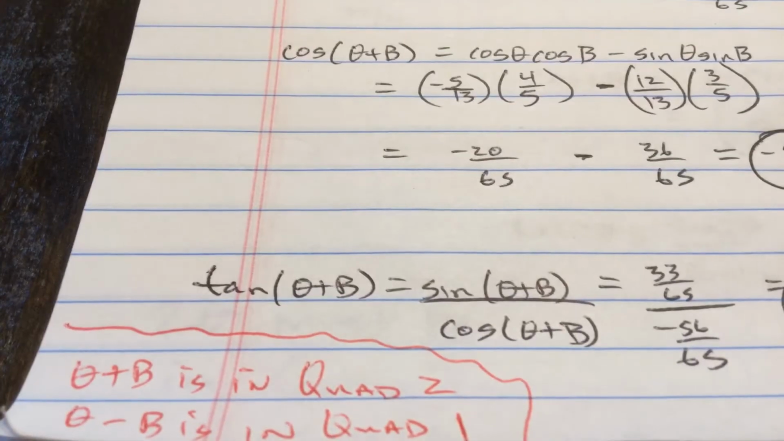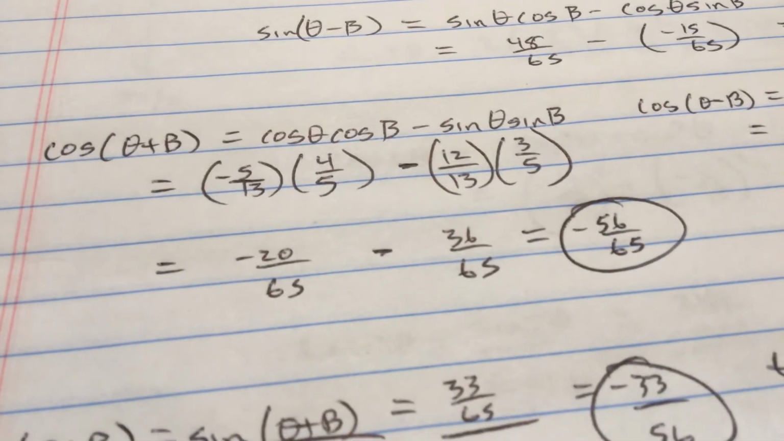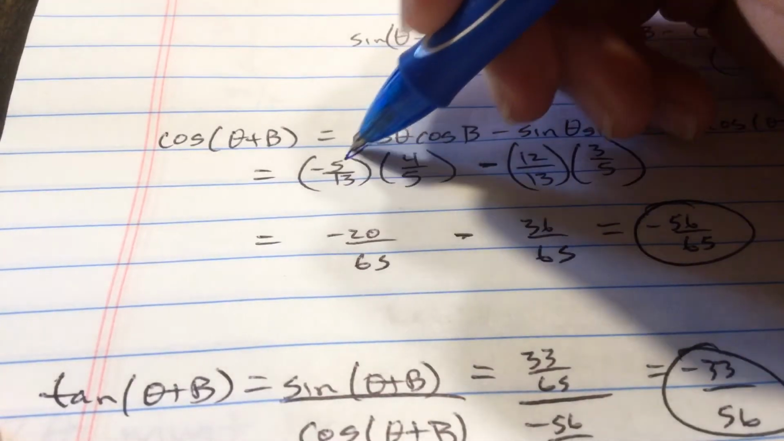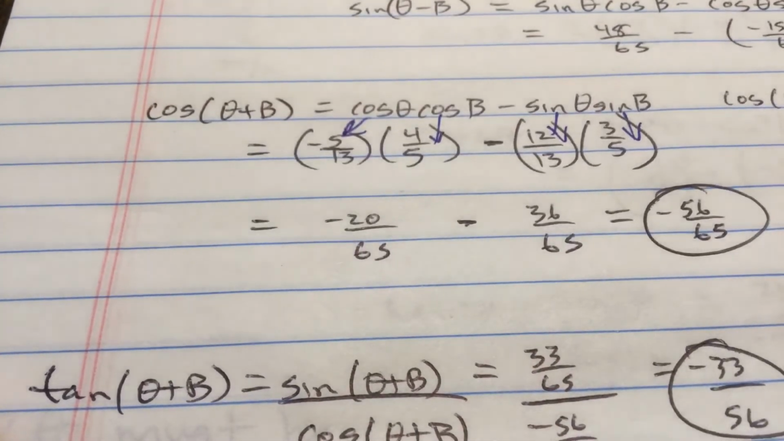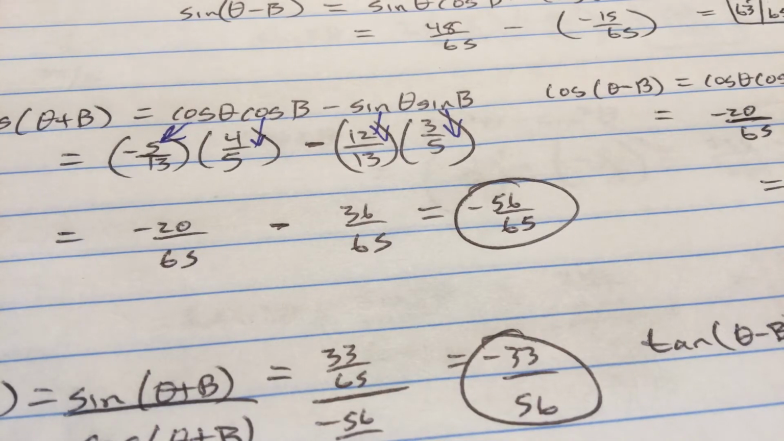Interesting. Cosine of theta plus beta is cosine theta cosine beta minus sine theta sine beta. All right, there is where I'm at. Cosine theta, cosine beta, sine theta, sine beta. You get a negative 56 over 65. So sine of theta plus beta was positive, and cosine of theta plus beta was negative. In what quadrant is sine positive and cosine negative? I think you guys know. We'll talk about that at the end.